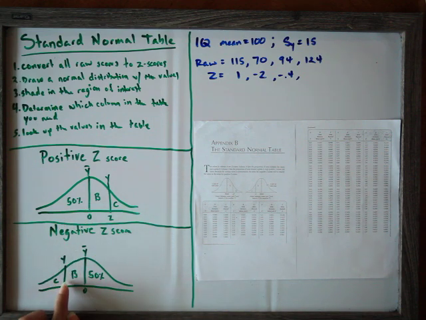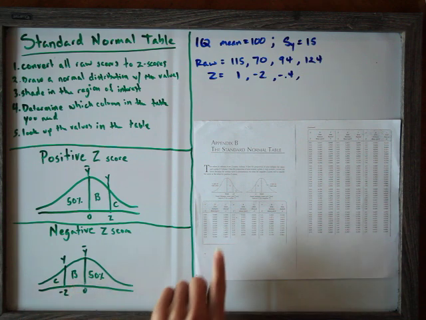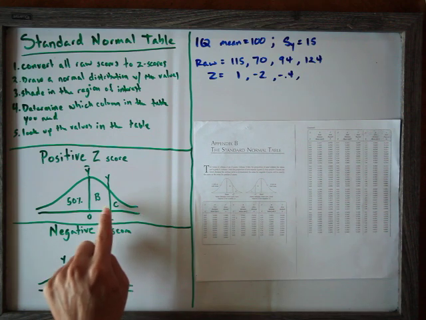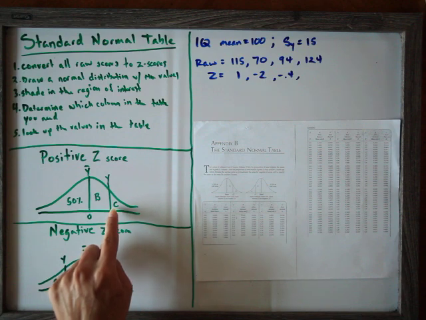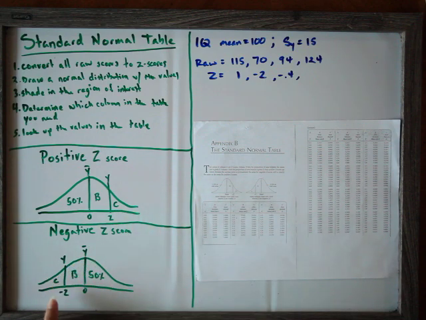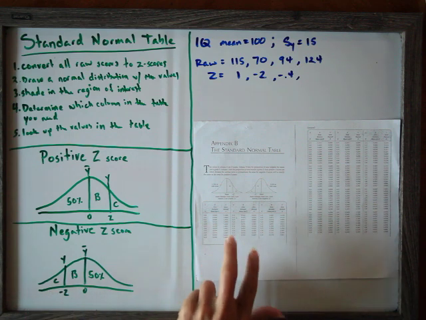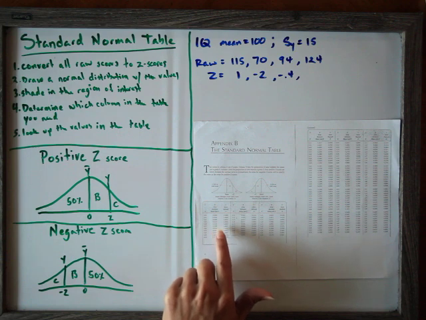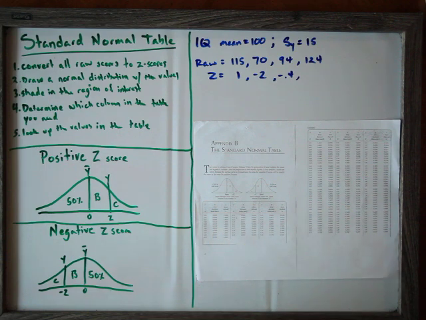If you have a negative z-score, it's going to be here, between your negative z-score and the mean. So that's B. Then you have column C, and that's the area beyond the mean. So if you have a positive z-score, that's the area over here to the right. And if you have a negative z-score, it's the area over here to the left. The values in columns B and C are given in proportions.